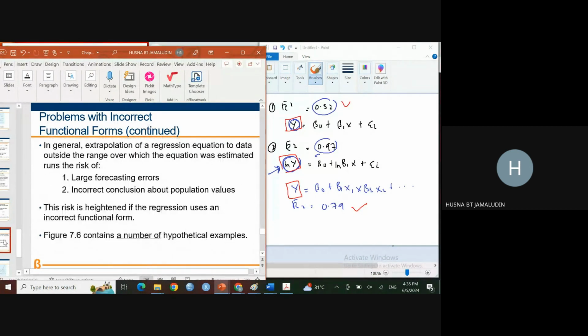Okay. In general, I think I already mentioned extrapolation and interpolation. Extrapolation means, do you still remember what extrapolation is? Should I explain what it is or should I skip it?